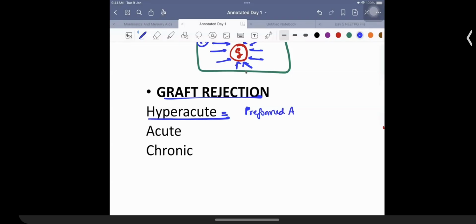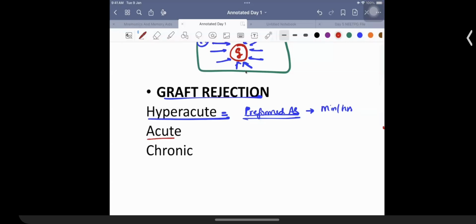This is because of preformed antibodies. This is typically because of preformed antibodies against the donor. One of the commonest reasons for having hyperacute transplant rejection is blood group mismatch. So these antibodies will go and cause damage to the endothelial cells. That is going to result in clot formation, and therefore the graft is going to be rejected within minutes to hours.